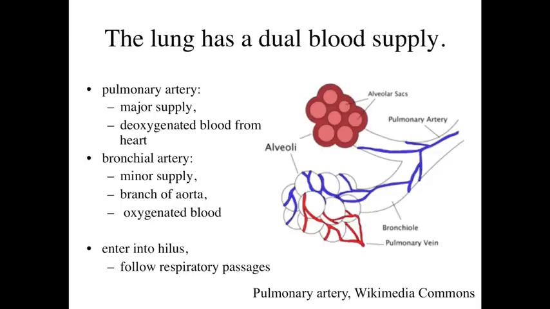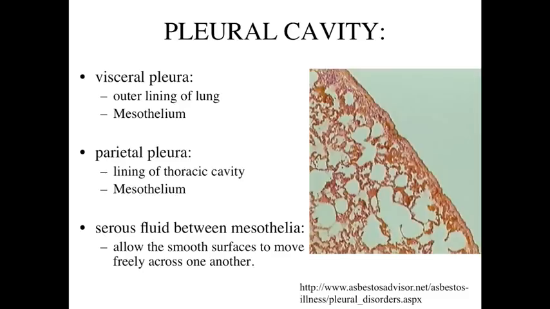And so we've got a dual blood supply coming to the lungs. Both of these vessels are going to be entering through the hilus. They're going to be following the respiratory passageways down into the deeper portions, the exchange portions of the lungs.